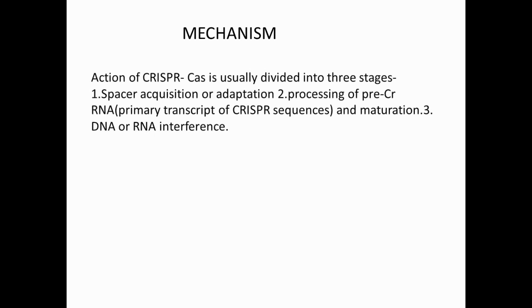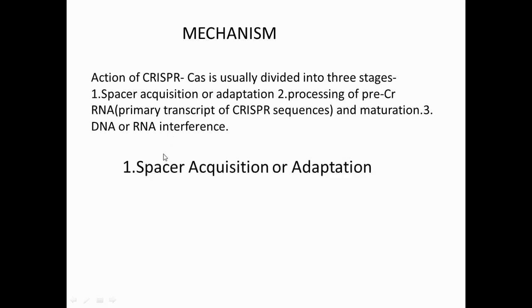Now let's talk about the mechanism. Action of the CRISPR-Cas is usually divided into three stages. First one is the spacer acquisition or the adaptation. Second is the processing of the CRISPR RNA and maturation. And third is the DNA or RNA interference. So these are the three main important steps of the CRISPR-Cas mechanism.